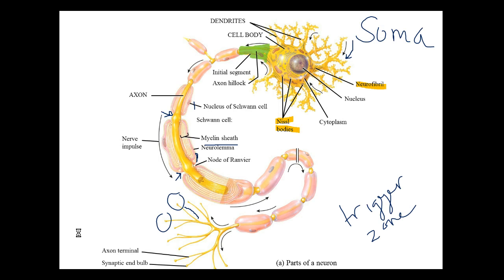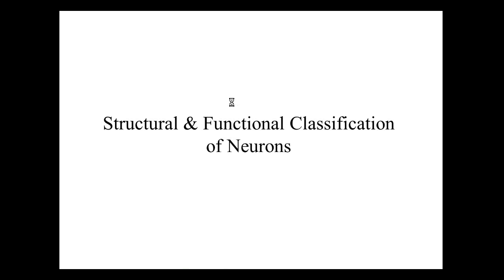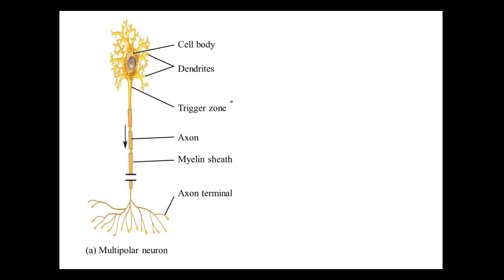But then we have structural, depending on their looks. When we talk about structural, the first thing we're going to talk about is how many projections do we have coming off of the soma. If you remember, let's go back to this picture real quick. Here's our soma. And then we have different projections coming off the soma. Here we have lots of dendrites, and then we have our axon. So when we talk about structural, we talk about how many projections come off of the soma.